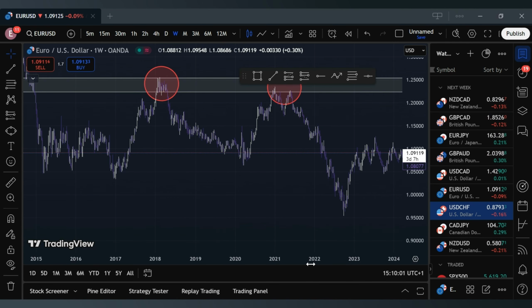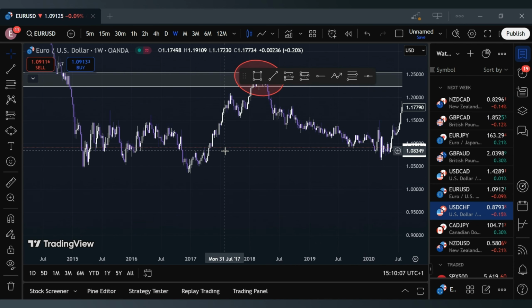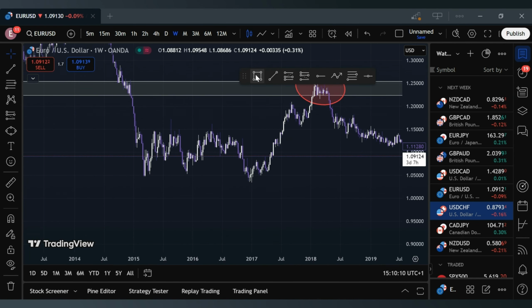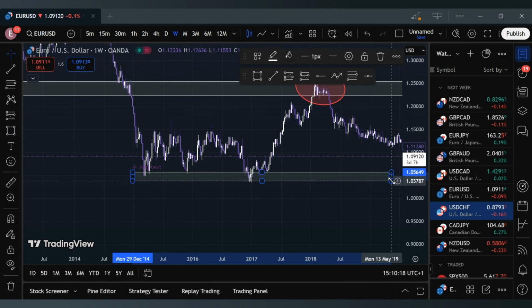So here on the weekly time frame, I can see a strong zone, which is this. So let us go straight up into that. Why I drew this here is because, merely looking at it, I see rejections off of this.